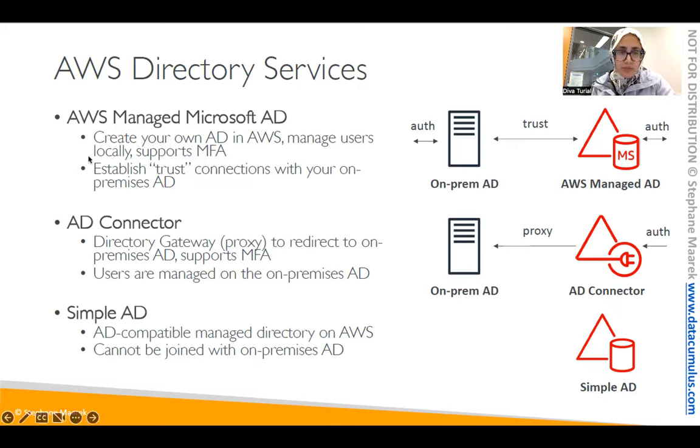If we read the information in here, they manage users locally and support MFA, and establish a trust connection with your on-prem AD. I don't need to read this entire part, but basically you can understand that with the managed directory, authentication happens on both sides. With the AD Connector, all the information is present on the on-prem side, and then we do authentication to use the AWS services. And Simple AD is actually a standalone small directory that's used by smaller businesses or organizations.